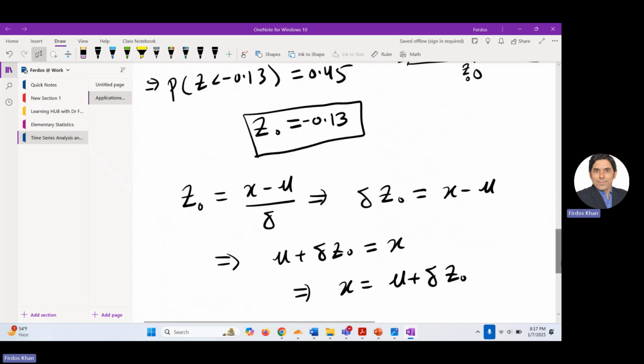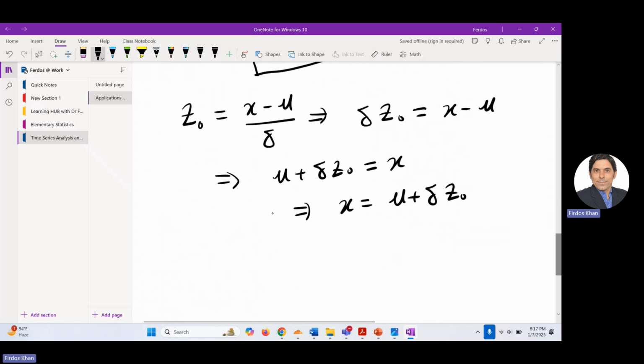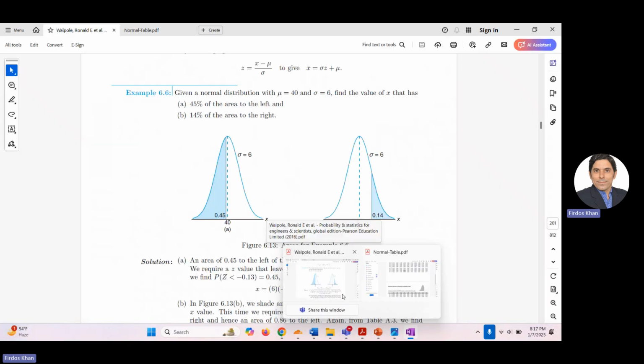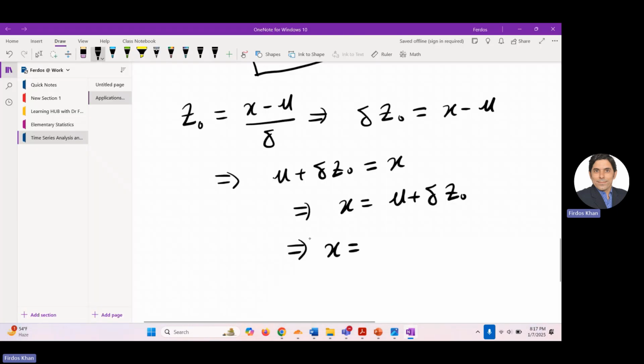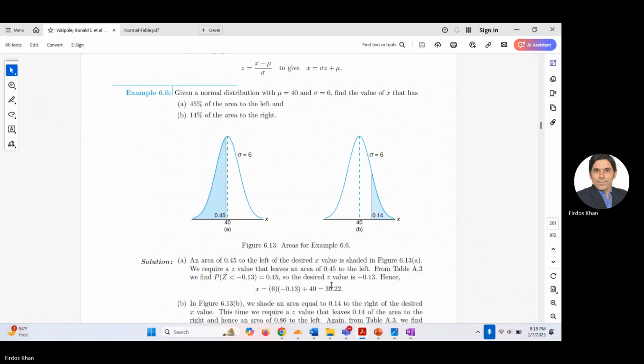In our case, we have mu equal to 40 and sigma equal to 6, and you already found the value of z naught. So 40 plus 6 times minus 0.13. Solving this, you can find the value of x for this particular problem, and it is 39.22.